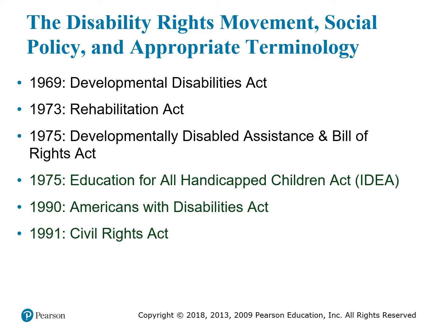So the key here is the 1975 Education for All Handicapped Children. Please refer to your text because you will definitely need to be aware of that. And then the 1990s Americans with Disabilities Act and the 1991 Civil Rights Act. You need to please refer to your text for this. These are very important acts, and you may see these again on future tests.